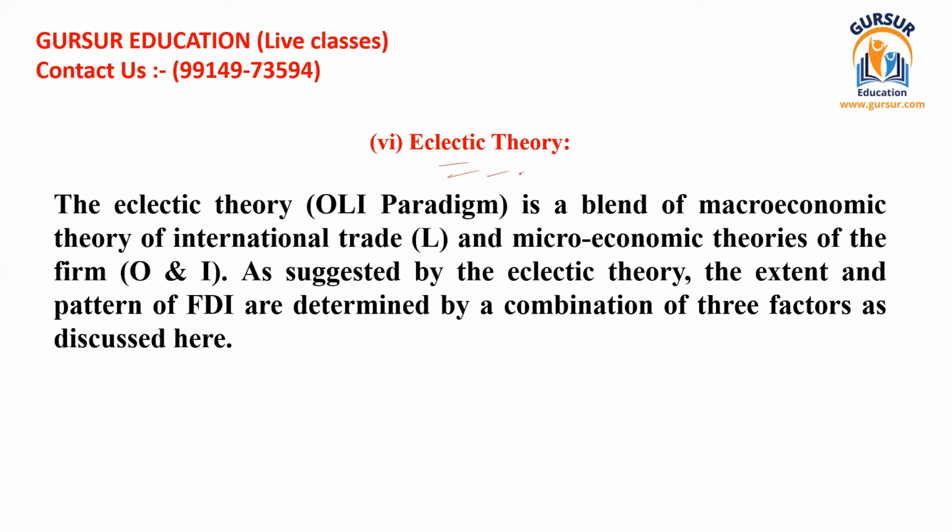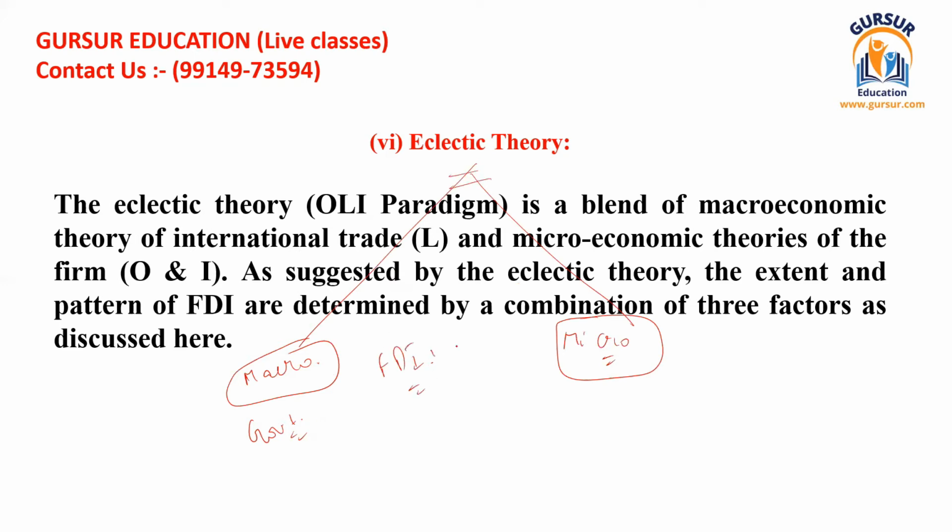After that, there is the eclectic theory. This theory is the blend of all the theories. The eclectic theory, or OLI paradigm, is the blend of the macroeconomic theory of international trade, this is L, and microeconomic theories of the firm. So this takes into account the macroeconomic and microeconomic factors as well. Microeconomics is related to specific firms only. As suggested by this theory, the extent and pattern of FDI are determined by the combination of three factors. Micro factors are related to a specific firm, and macro level factors are those controlled by the government or the international forces.